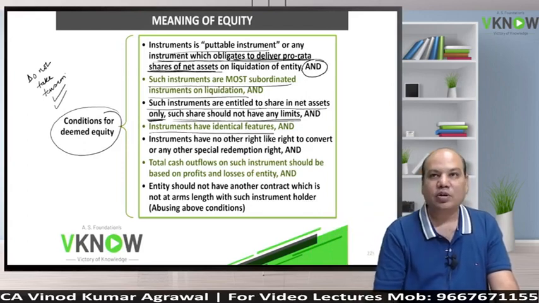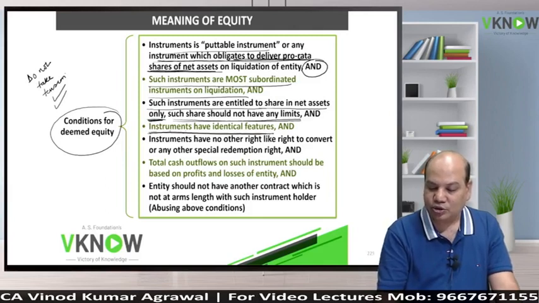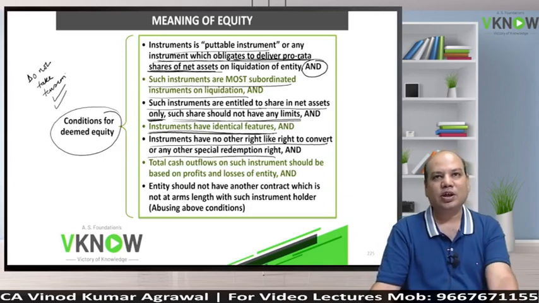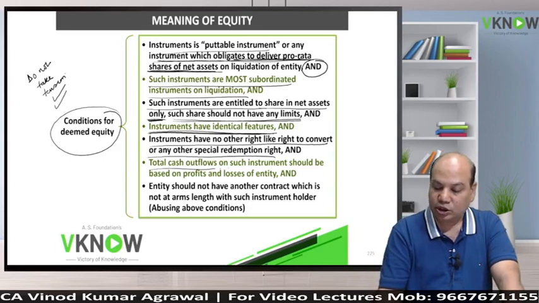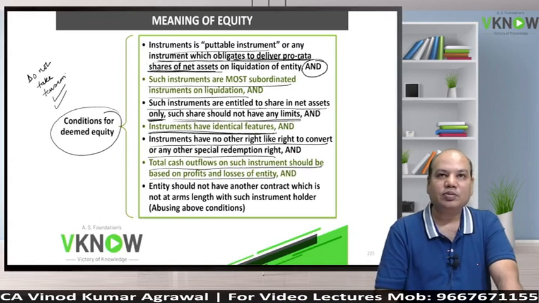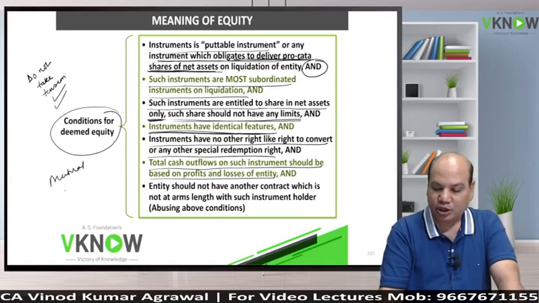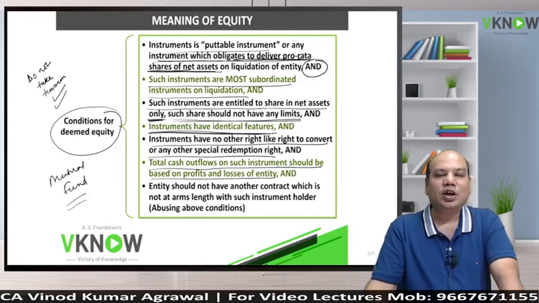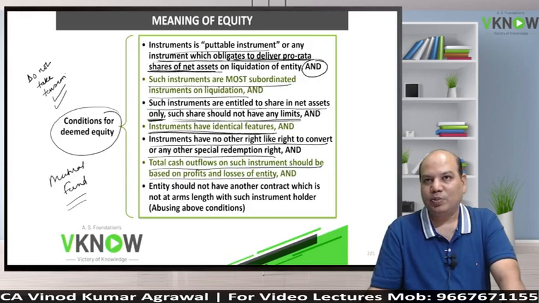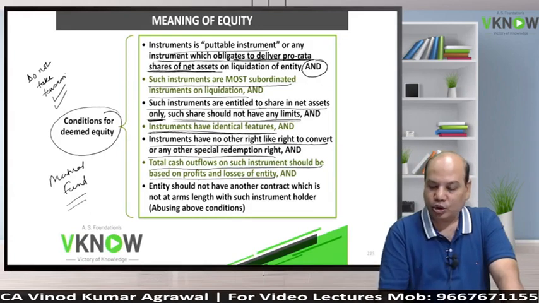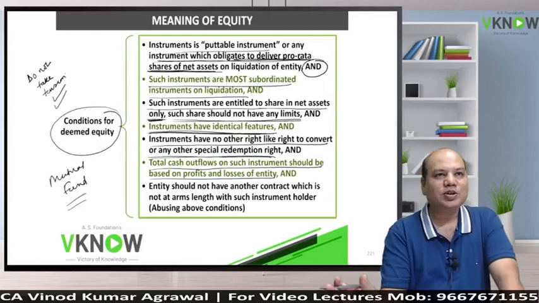And the instruments should have identical features. All the instruments should have identical features in terms of their rate or maturity or convertibility or whatever. Then the instruments have no other rights like the right to convert or any special redemption right. Total cash outflow on such an instrument should be based on the profit and loss of the entity. Just bring before your eyes a mutual fund unit and you will find it fits into all of this. How much does the mutual fund unit holder earn? It depends on the profit or loss earned by the mutual fund. They don't pay you a fixed amount. They pay you as much as they earn and distribute it among the unit holders. And all the units are alike. All units have no special redemption right or anything.